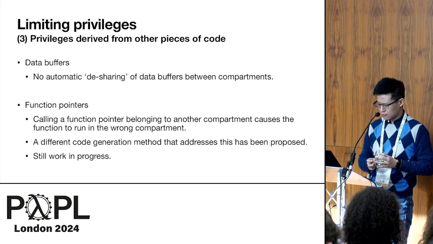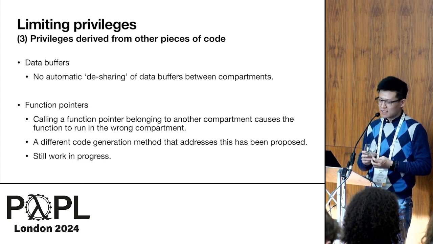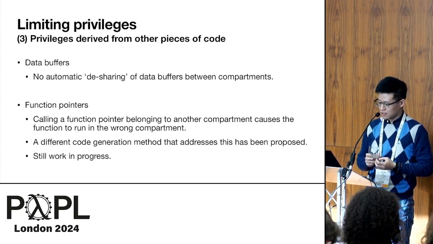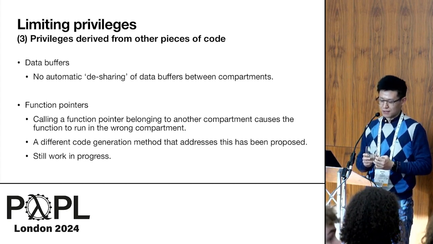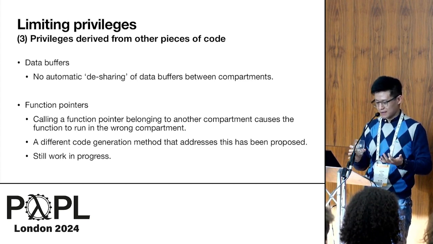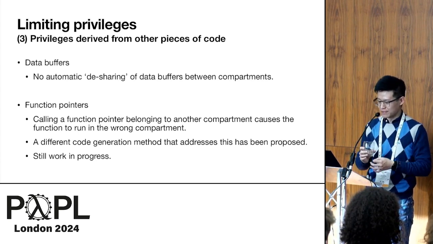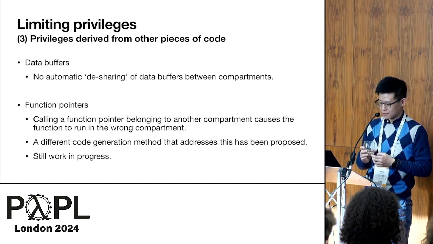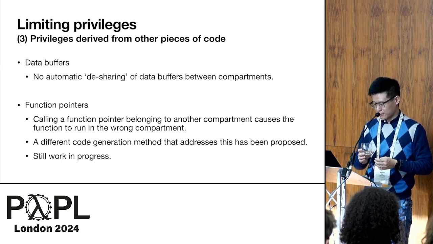Thirdly, what about privileges that are derived from other pieces of code? Currently, for data buffers that you pass via function arguments, we don't have any restrictions. We believe that this is more the programmer's responsibility. You should assume that any buffer you pass to untrusted third parties will be corrupted or read in some way. So we don't perform automatic de-sharing of data buffers between compartments.